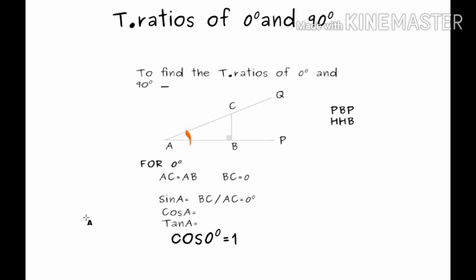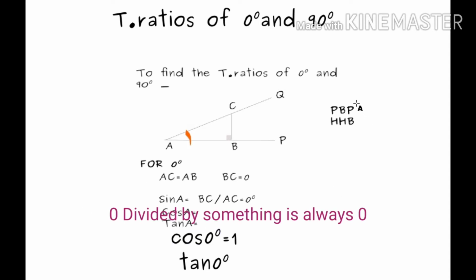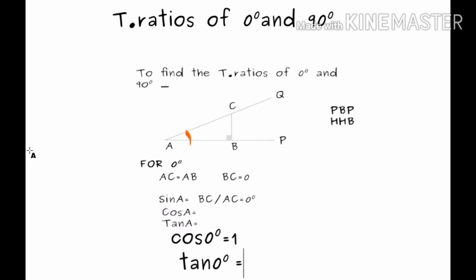And now what about tan? You know tan, how to write the ratio of tan? Yes, of course. From here you can see perpendicular upon base. So what is the value of perpendicular? Perpendicular length is 0. So tan 0 will be equal to what? 0. Now you have calculated the three ratios: sin 0, cos 0 and tan 0. Sin 0 is 0, cos 0 is 1, and tan 0 is again 0.